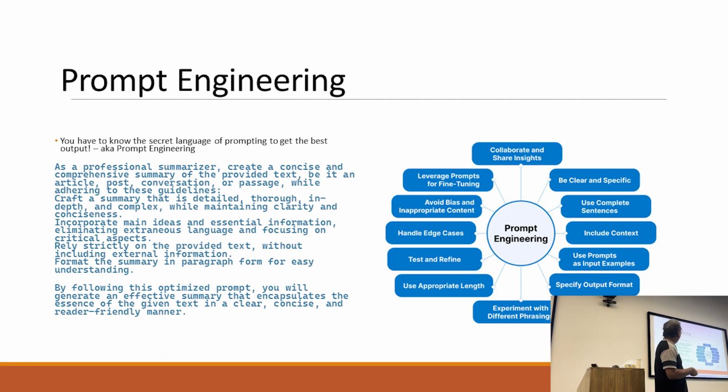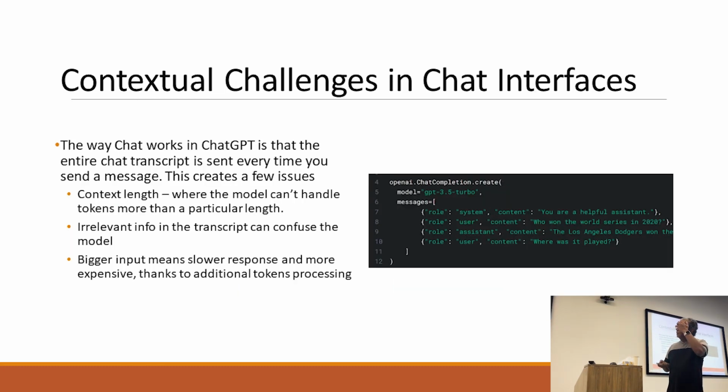There's a whole bunch of stuff which goes into prompt engineering, but most people obviously don't do this. When you're using ChatGPT, you just say, summarize these paragraphs, but you might not get the best possible summary out of it. So that's one problem. The next problem is a contextual challenge.